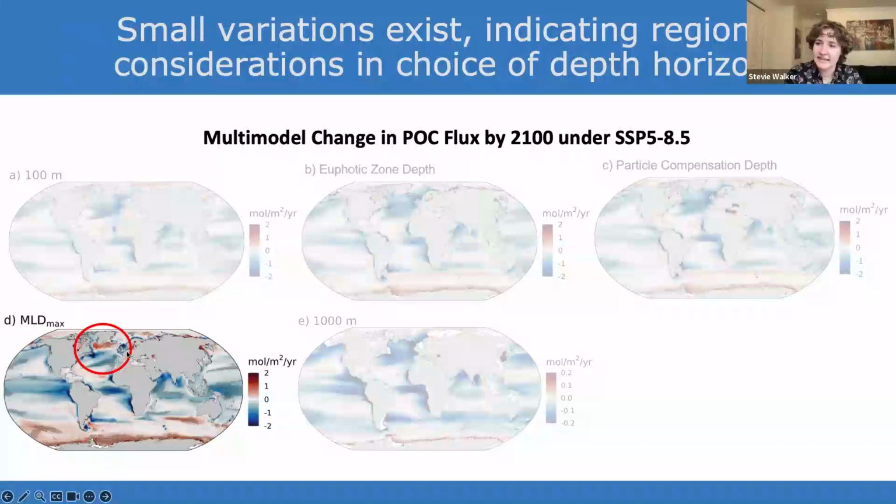So here in the North Atlantic, at the maximum annual mixed layer depth, we're seeing an increase instead of a decrease like the rest of the depth horizons. And this is likely driven by strong mixed layer depth shoaling that's projected to occur in the North Atlantic. And this would mean that POC wouldn't have to sink as far or have as much time to be remineralized before it's counted as sequestered on an annual or longer time scale. So the main takeaway here is that choosing a spatially and temporally variable depth horizon could be a better choice over 100 meters in certain regional cases.